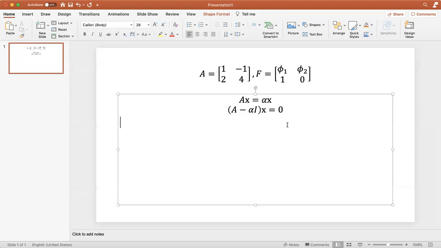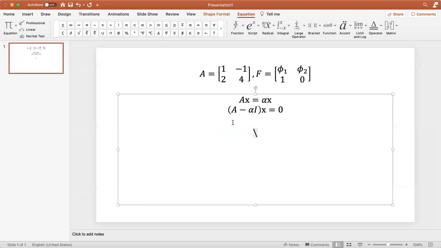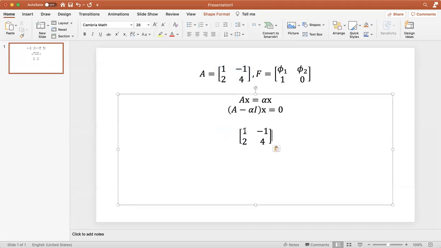So let's start off with the simplest numerical example, a matrix A. Let's construct A minus alpha I. To construct it, we'll just copy this 2 by 2 matrix. Of course, you can do this with a 3 by 3, you just have to follow the same steps. Although, if you have a 3 by 3 matrix, you'll have 3 eigenvalues. For a 2 by 2 square matrix, you'll have 2 eigenvalues, and correspondingly, you'll have 2 eigenvectors.